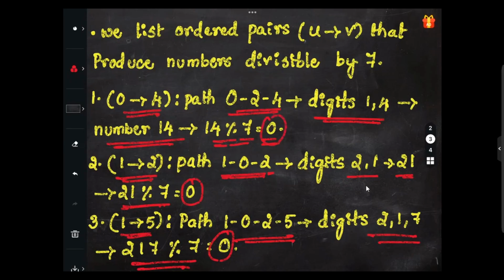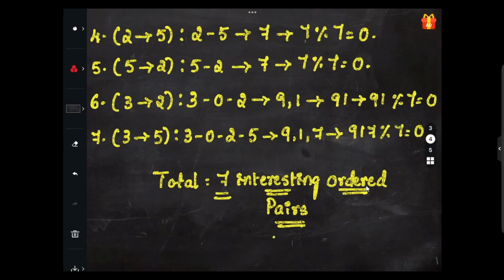3 steps we have covered, right? So 1, 2, 3. Let's move on with the next list of ordered pairs, nothing but from 2 to 5. 2 to 5 is directly reachable, right? So this is fine.